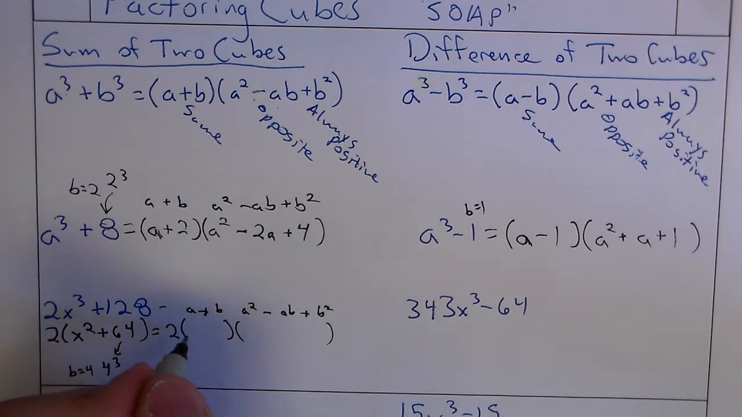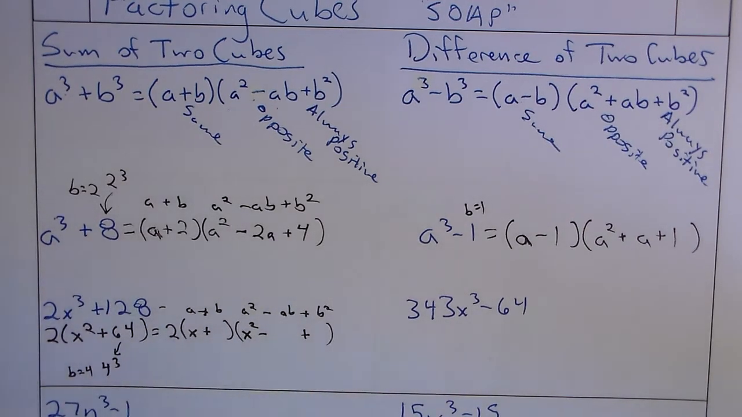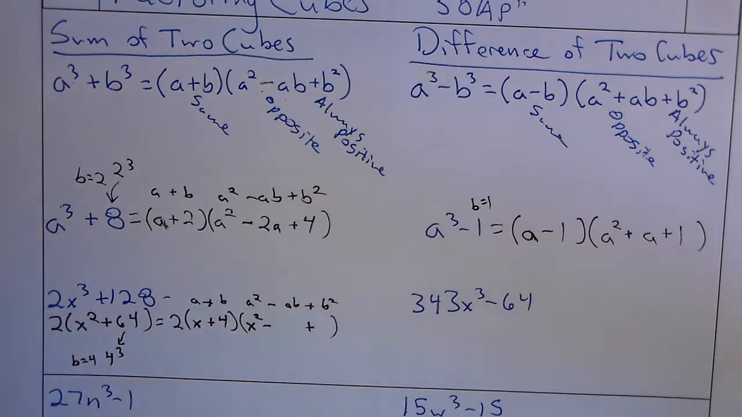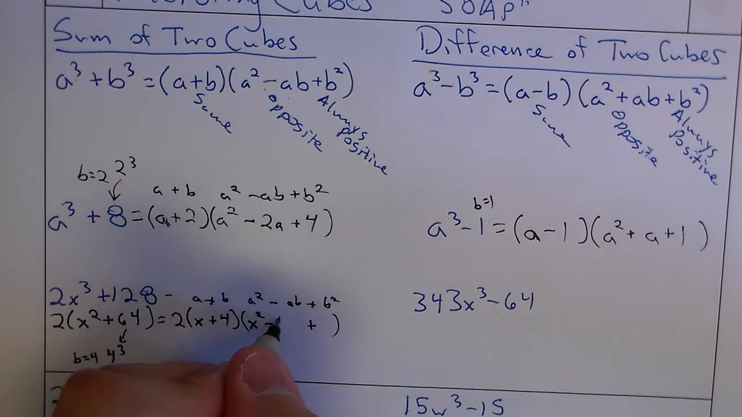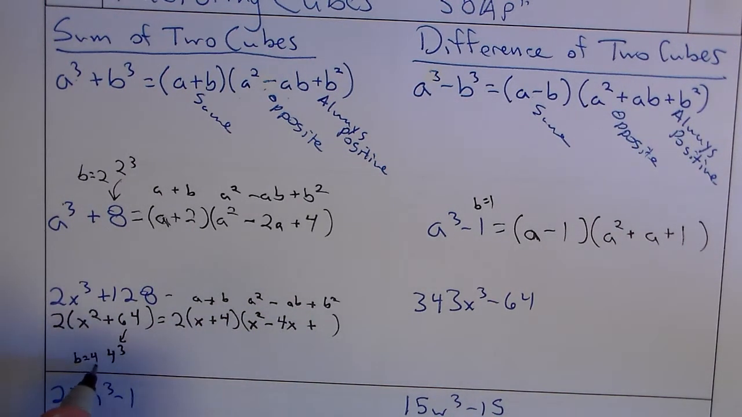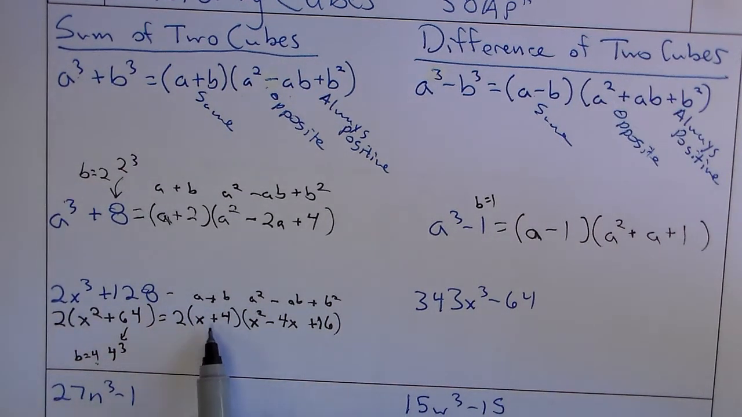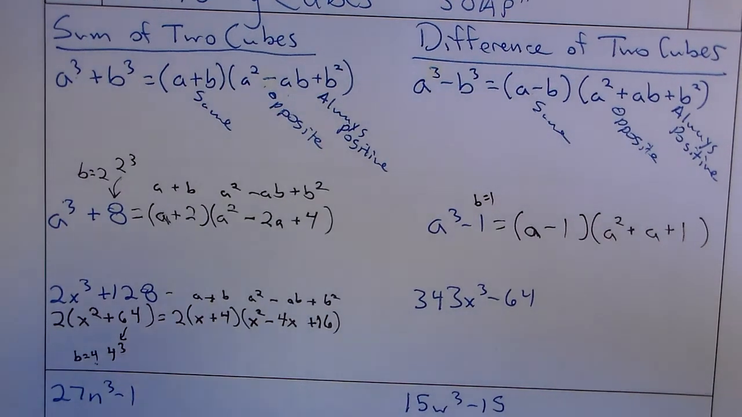So x is our first term, that's a. So we're going to put there and here. Bring down the plus, the minus, and the plus. Now b was 4. So it becomes x plus 4. Negative ab is just 4 times x, 4x. And then b squared, since it's 4, is going to be 16. So it's 2 times x plus 4 times x squared minus 4x plus 16.